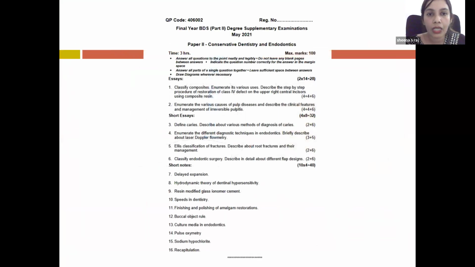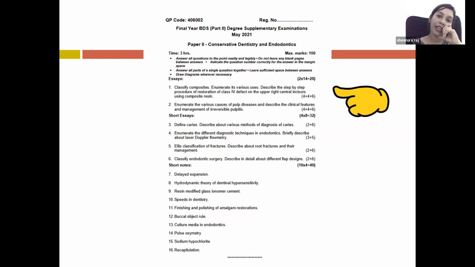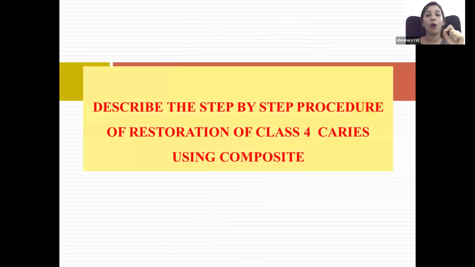See, this is another question paper where the question asked is: classify composite, enumerate the various uses, describe the step-by-step procedure of restoration of a class 4 defect on an upper central incisor using composite resin. The question has been asked again for 6 plus 4 plus 4. Classify composite, that you will be studying. I'm not explaining. Enumerate the various uses, you know. But you know the step-by-step procedure, whatever we do when we give composite.